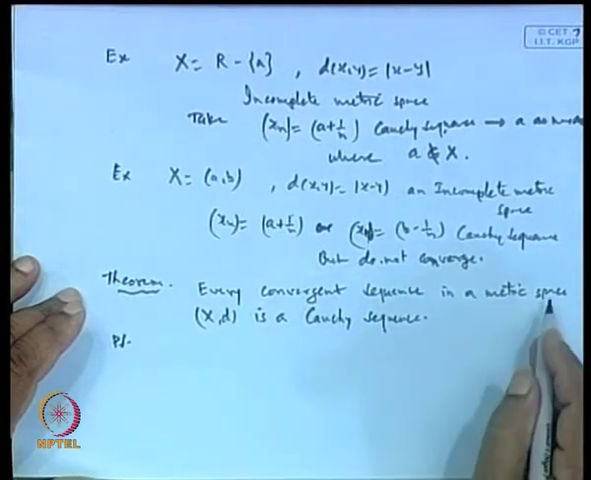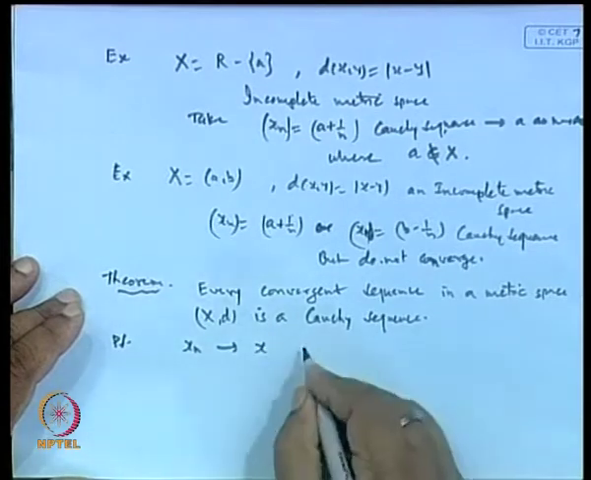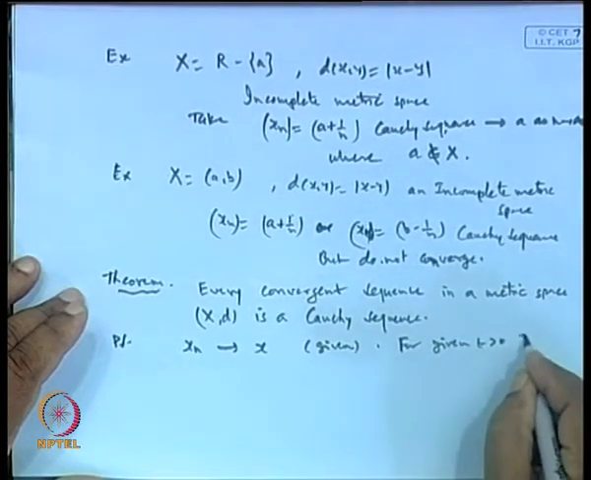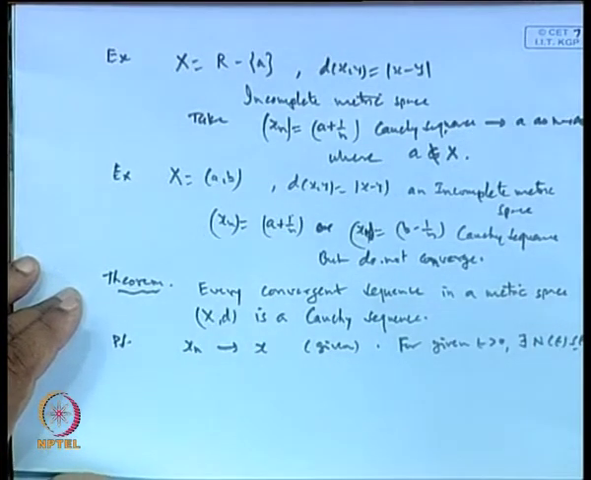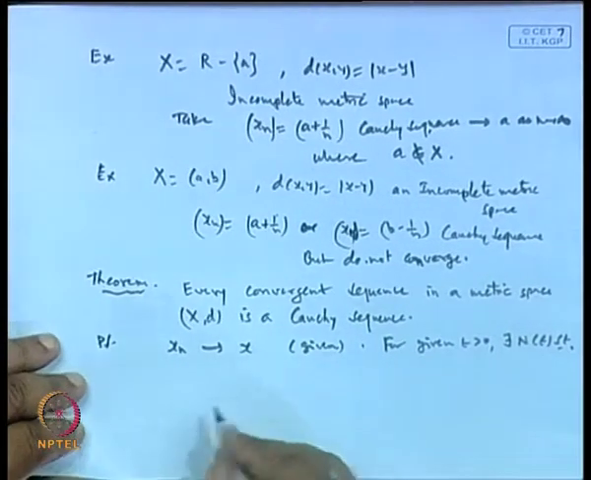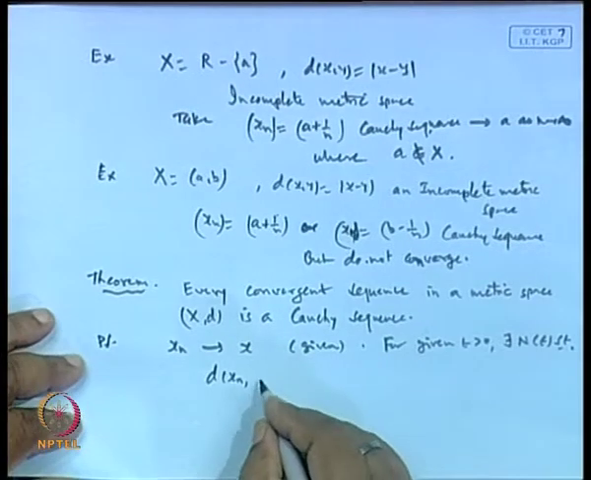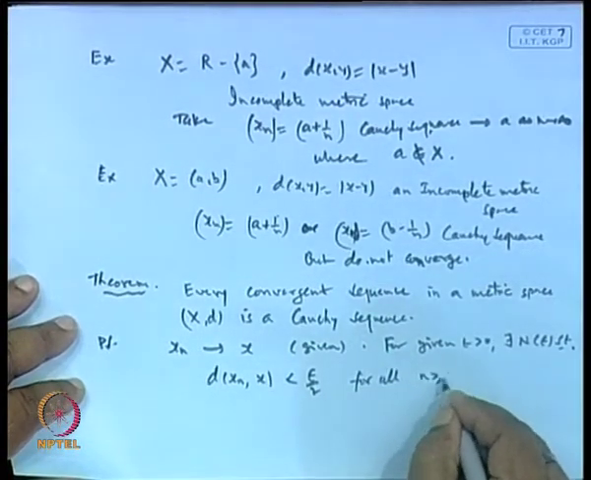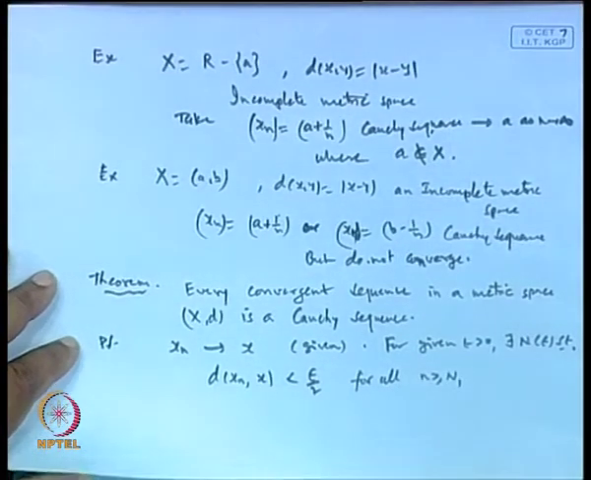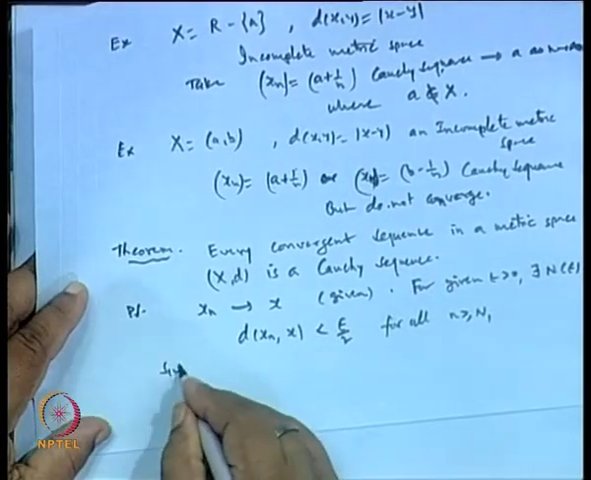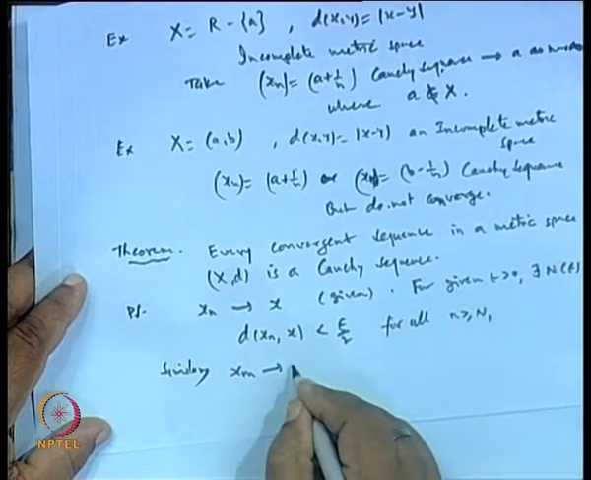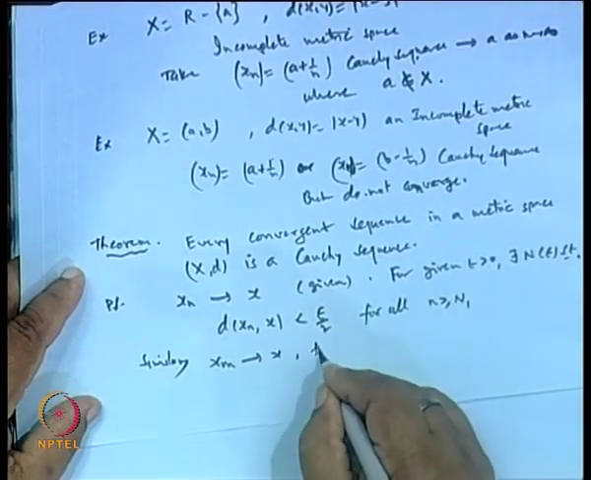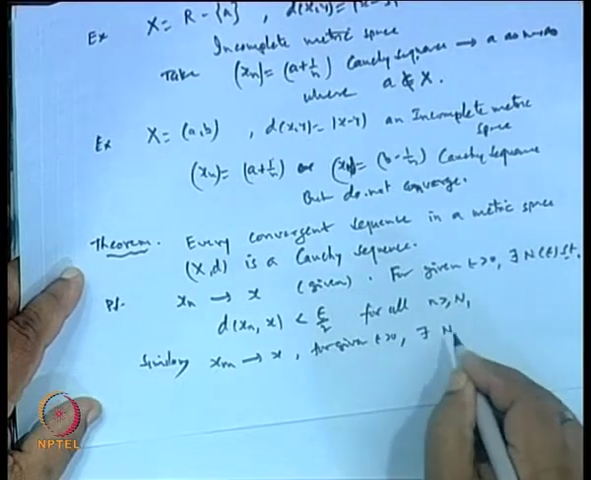Suppose we have a sequence x_n which converges to x. So, by definition, for given epsilon greater than 0, there exists an N depending on epsilon such that the distance between x_n and x can be made less than epsilon by 2 for all n greater than or equal to, say, capital N_1. Then similarly, we can say a sequence x_m converges to x. We can say for the given epsilon greater than 0, there exists, say, N_1.